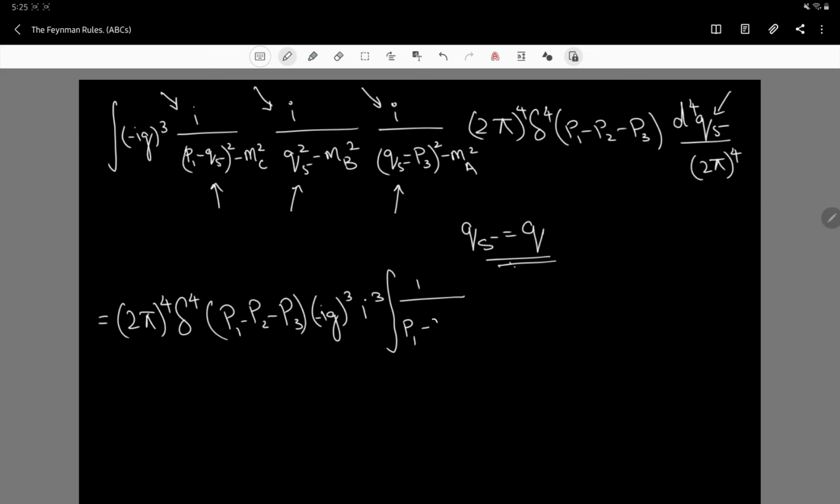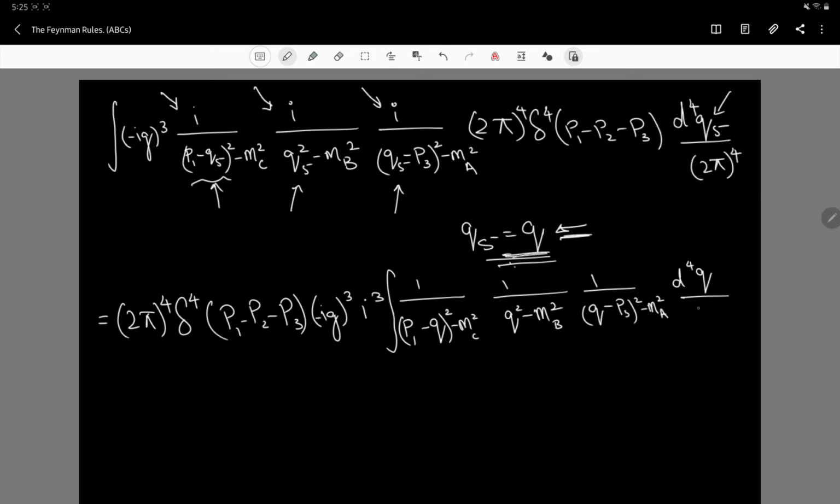So I have p1 minus q whole squared minus m subscript c whole squared, 1 over q squared minus m b squared, 1 over q minus p3 whole squared minus ma squared, right? Again, I'm just relabeling q5 as q. And then the integral is over d4q over 2 pi raised to power 4. And that's pretty much it.